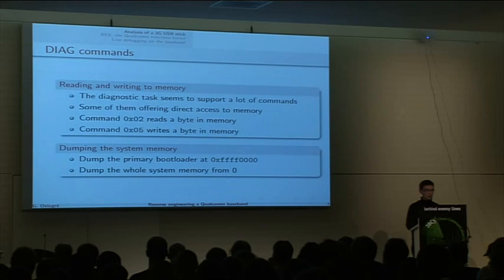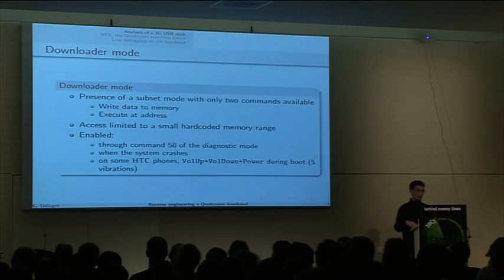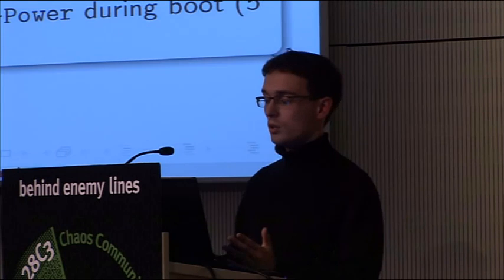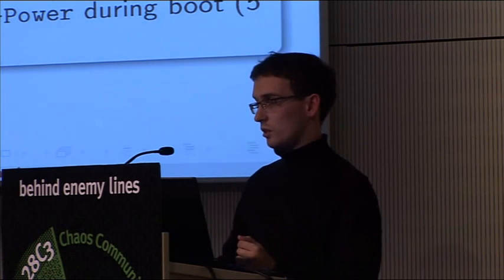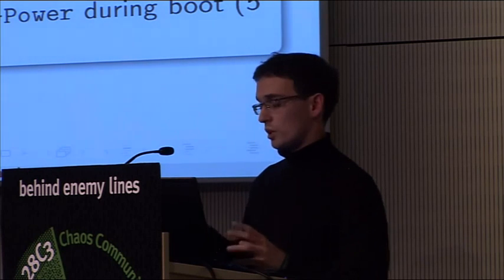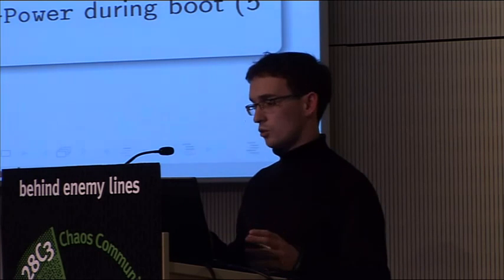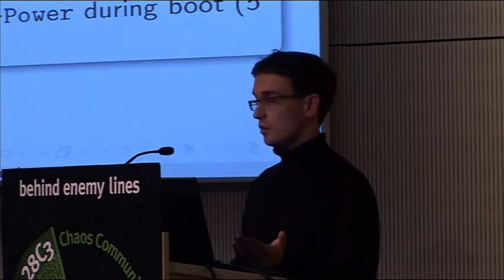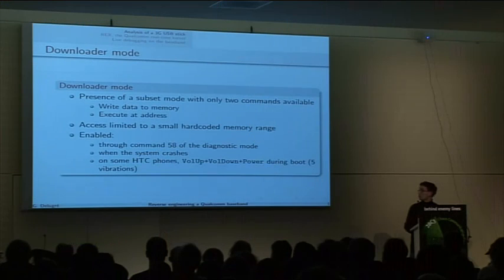There is also a second mode, accessible from the diagnostic mode, called the download mode. It's a mode specifically designed to write a piece of code into memory and execute it. When you enter this mode, you have only two commands available: write the data and execute at address. You can only write in a hard-coded range of memory, which is quite small. To get to this mode, you have to go through command 58 of the diagnostic mode.